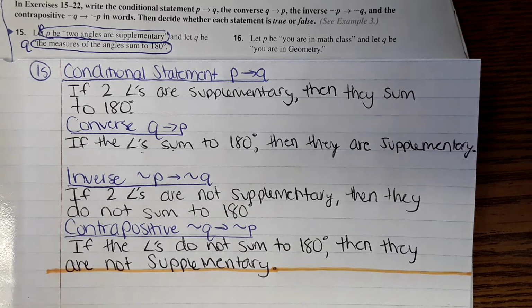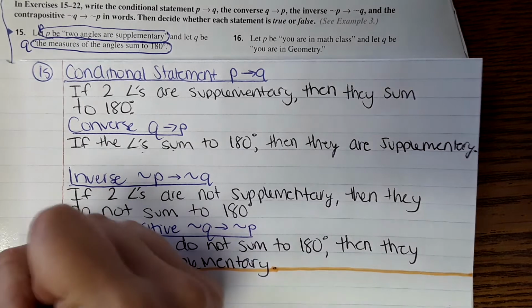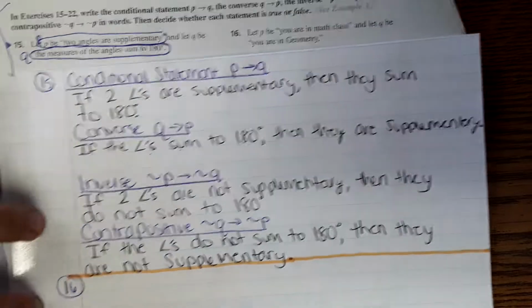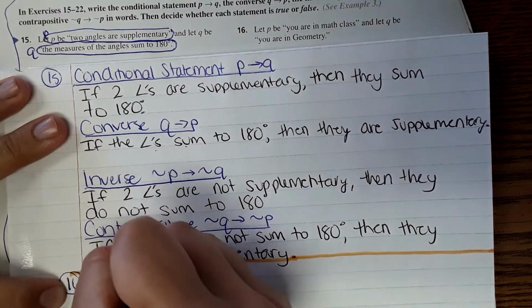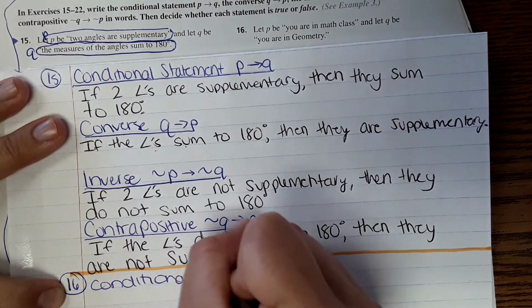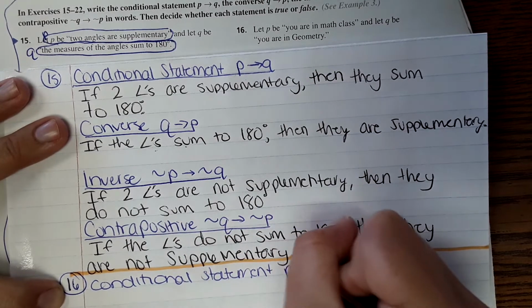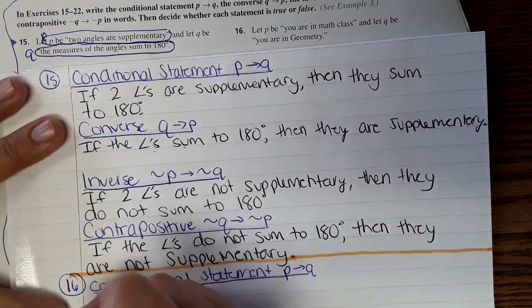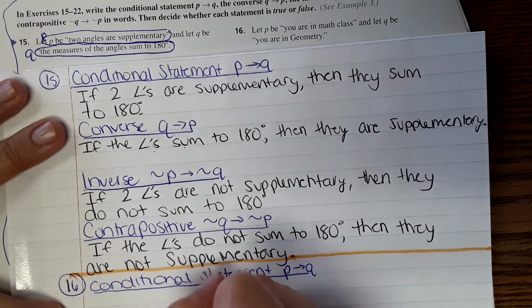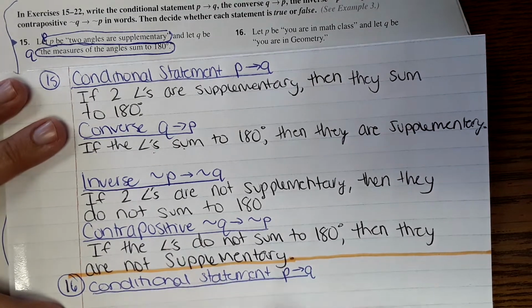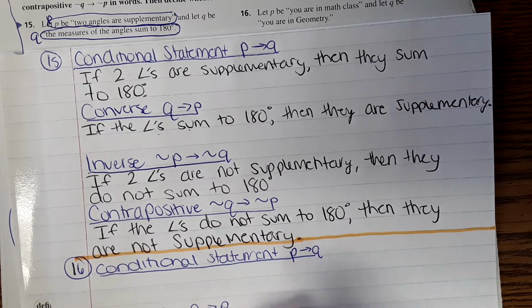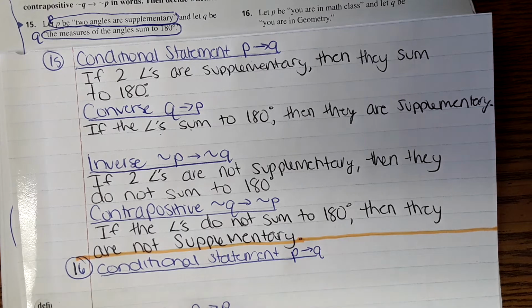Okay, so we are going to continue practicing. We'll do number 16 next. So we're going to have a conditional statement, which is P to Q, a converse, which is Q to P, inverse, which is not P to not Q, and then contrapositive.